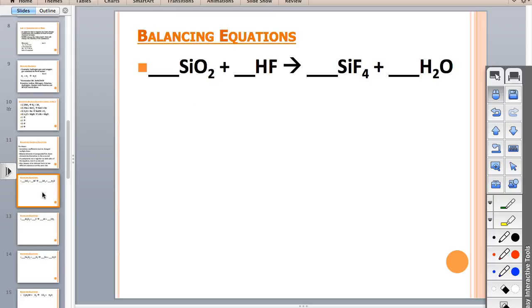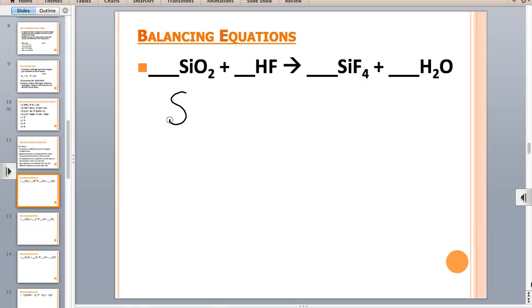Going by the rules that I just gave you, you want to save single elements to the end. I don't have any of those. I don't have any polyatomic ions. So what I'm going to do is just list them out. I'm going to do this one for you, and then I'm going to let you do the next one. So I have silicon, oxygen, hydrogen, and fluorine. Write them in the same order on this side.